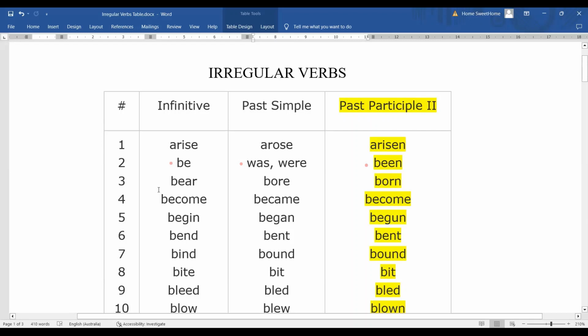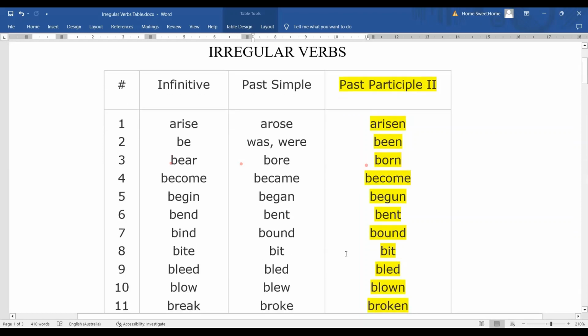How to learn? If you are going to learn this, just learn it as a rhyme. For example, arise, arose, arisen, be, was, were, been, bear, bore, born, become, became, become, begin, began, begun, bend, bent, bent, bind, bound, bound, bite, bit, bit, bleed, bled, bled, etc.